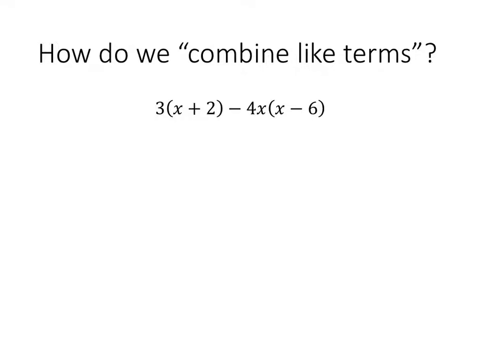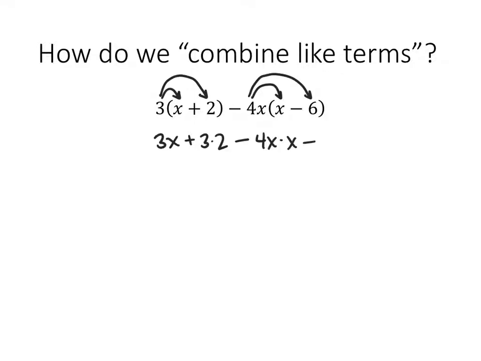Sometimes we have a little bit of work to do before we can combine like terms. So in this case, we've got to distribute the multiplications that we see here. 3 times x plus 2, that means we have to multiply 3 times x and 3 times 2. Minus 4x times x minus 6 means we have to multiply the minus 4x by the x and by the minus 6. So we get 3 times x plus 3 times 2 minus 4x times x minus 4x times minus 6. Simplifying those products, I get 3x plus 6 minus 4x squared. Minus a minus is a plus 24x.